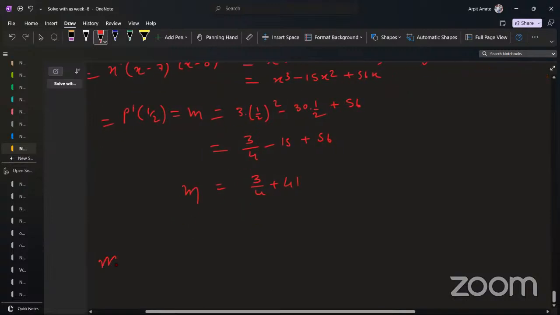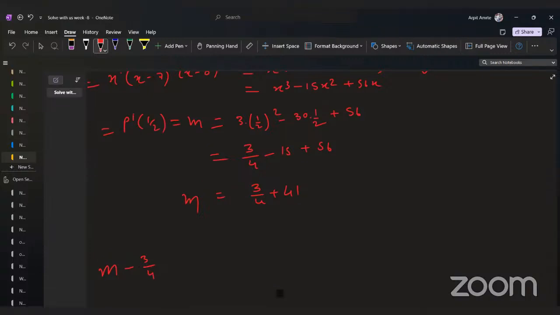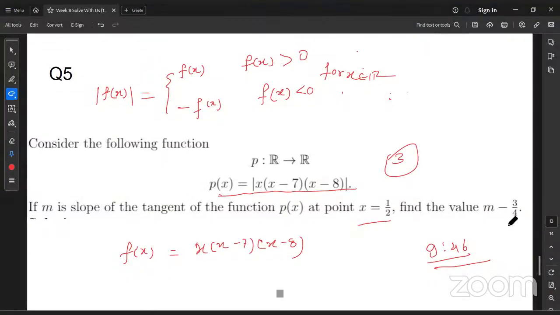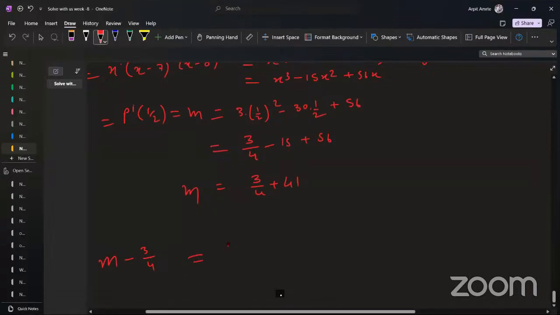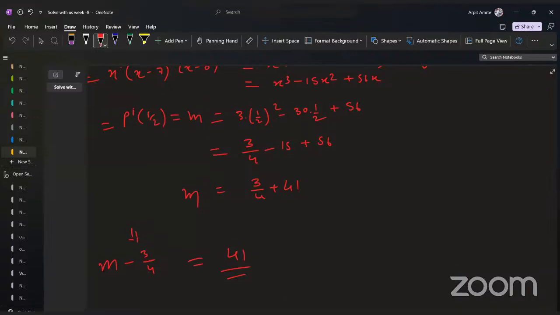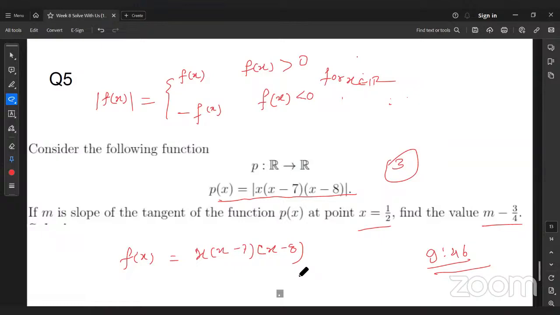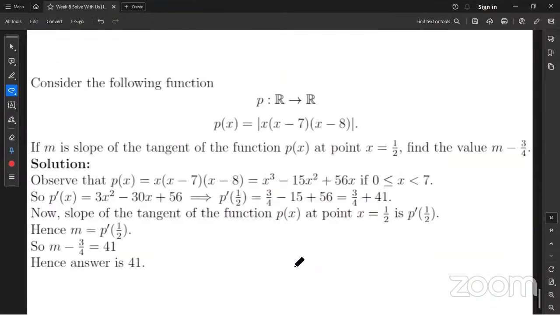What do I need to calculate? m minus 3 by 4. So what will it be? 41. This will become your answer. Easy? Very easy, sir. Okay, so this is completed. You are done with this thing.